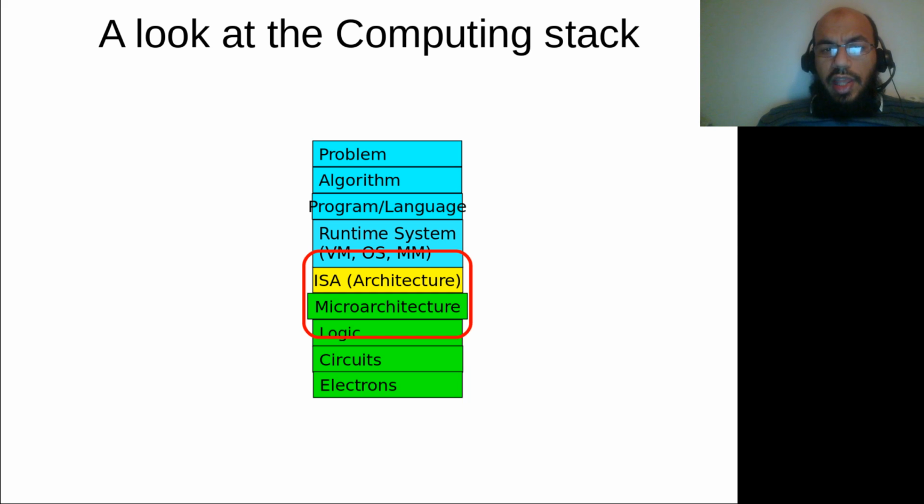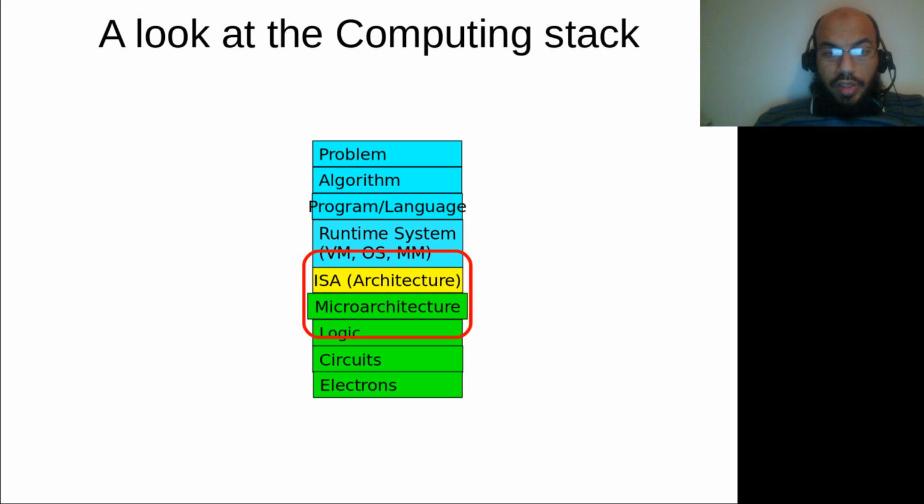And the computing stack looks something like this. At the very bottom, you have the electrons that are in the atoms that actually run in the circuits, basically in the wires. So you have the electrons, and this is studied in physics. The power barrier, the frequency barriers that we're hitting, these are all physics. Then you have the circuits, and this is electrical engineering.